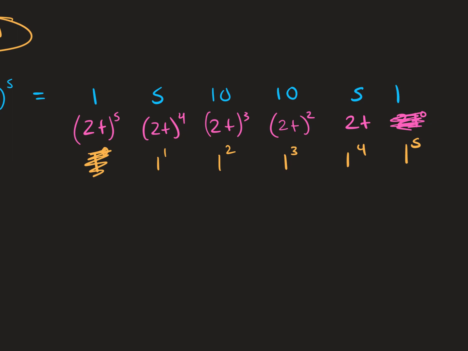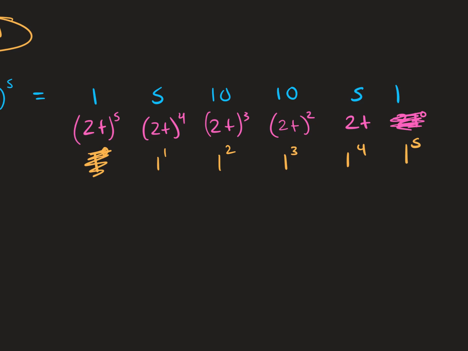Notice how in each column, what's 5 plus 0? 5. What's 4 plus 1? 5. 3 plus 2? 2 plus 3? 1 plus 4? 0 plus 5? So your exponents are always going to add to the exponent that your question has. So you can always check your work that way.